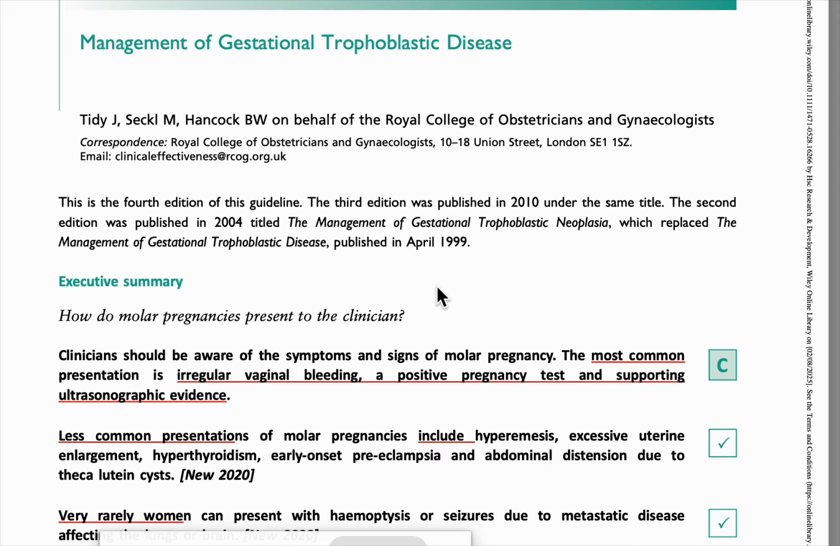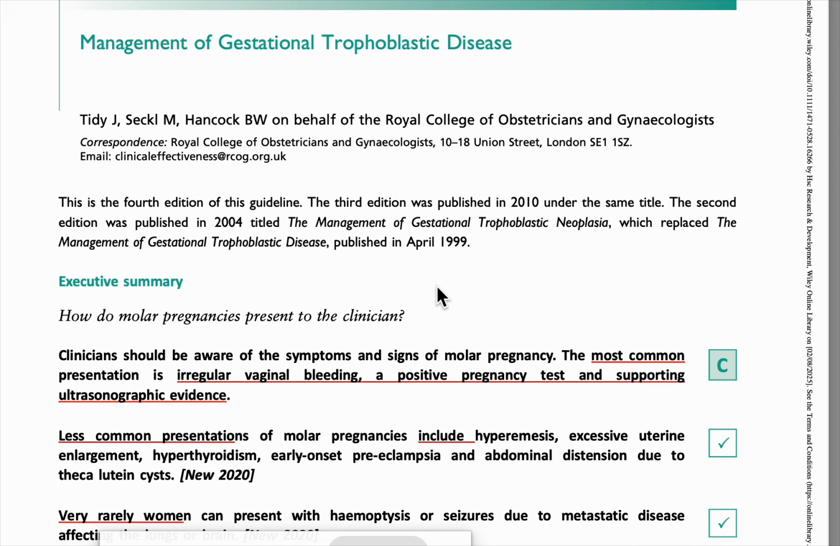And abdominal distension. I already told you about abdominal distension: there are two reasons. One is that she has vesicular moles in her pregnancy, so the height of the fundus is always increased. You have to remember that. The second is that the abdominal size is increased because of theca lutein cysts.